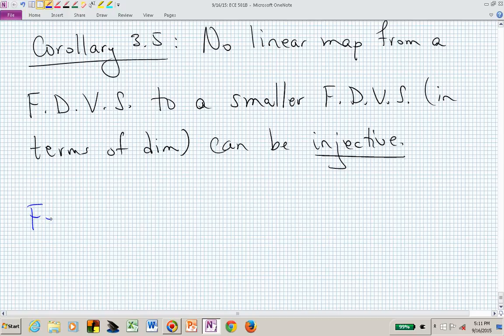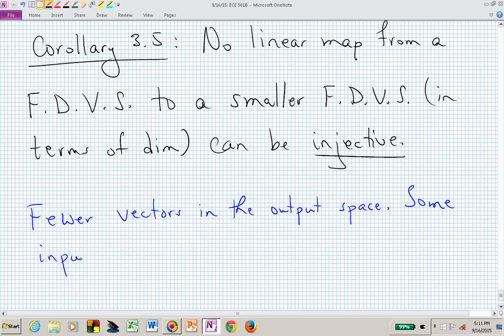A way to think of that is we have fewer vectors in the output space, and as a result, some of those input vectors must produce the same output.